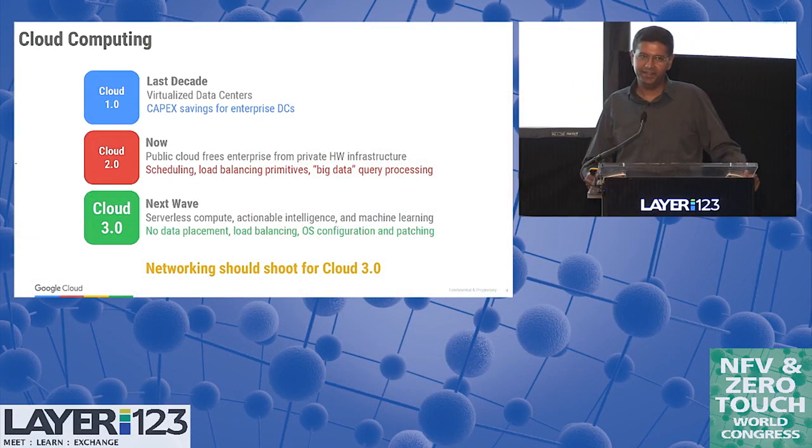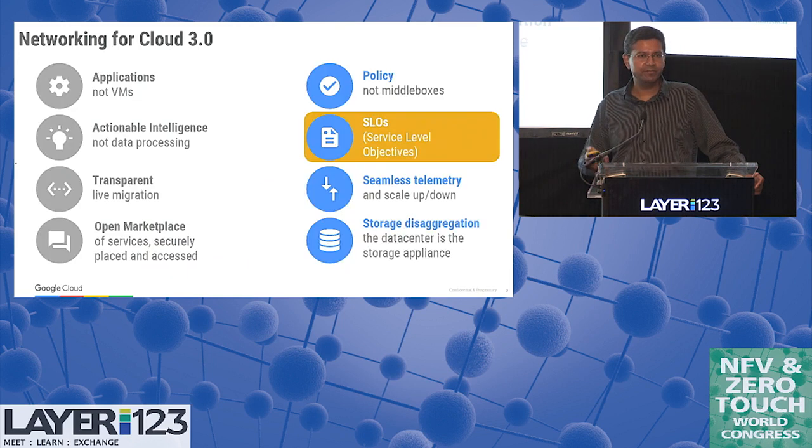Let's start with why, and let's start with cloud computing. I believe that we are heading towards Cloud 3.0, and I've talked about this before in various forums. Cloud 3.0 for us is serverless compute. It's actionable intelligence. It's got ML APIs that you can use. But what does it do from the networking perspective? If you look at networking, there's a whole bunch of attributes that go into networking for Cloud 3.0. There's seamless telemetry, there's storage disaggregation, there's policies. I'm not thinking about middle boxes, but the one we're going to talk about today is SLOs, which stands for Service Level Objectives. It's actually SLAs without the financial penalty associated with it.